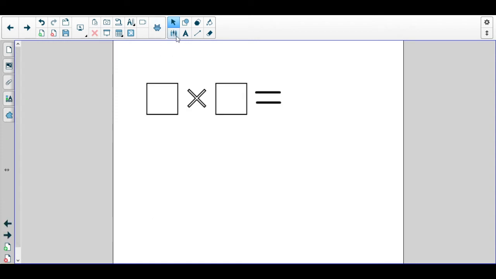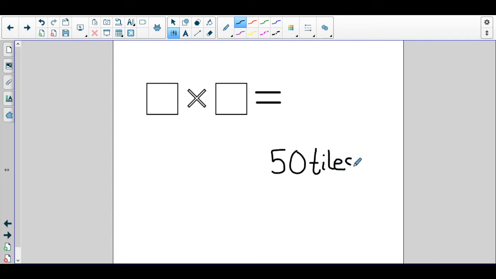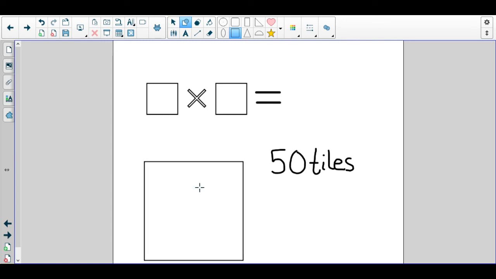Let's say that I have 50 tiles, 50 ceramic tiles that someone has given me. Maybe that's a leftover construction project and they're like, hey, do you need some of these tiles? And I'm like, perfect. You know what? I was hoping to remodel my bathroom. But my bathroom is squared. All right? So I have this square bathroom and I need to get the right amount of tiles.